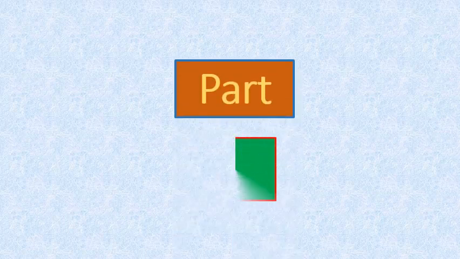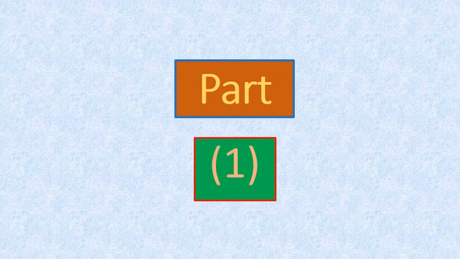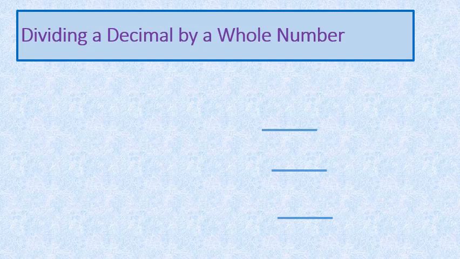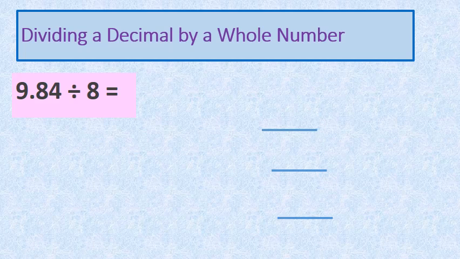Part 1. In part number 1, we're going to review dividing a decimal by a whole number. So this is the decimal number and this is the whole number, and let's start dividing.